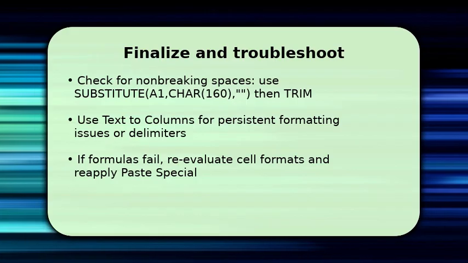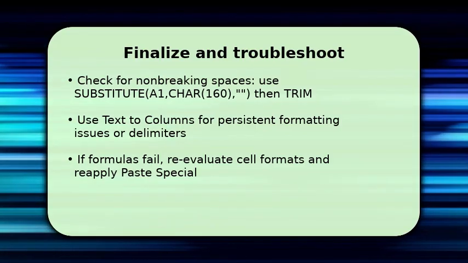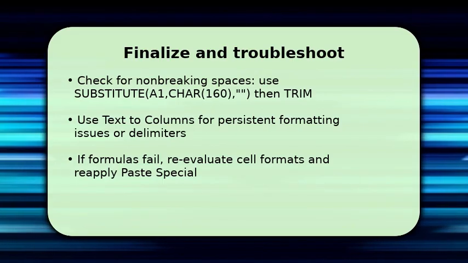If values still misalign, run Text to Columns on the range with Delimited, Next, Finish to force parsing. If numbers remain text, reapply VALUE or change the format to Number and reapply Paste Special Values. Troubleshooting tip: when changes don't stick, check for leading apostrophes or cell protection and remove them before repeating the steps.